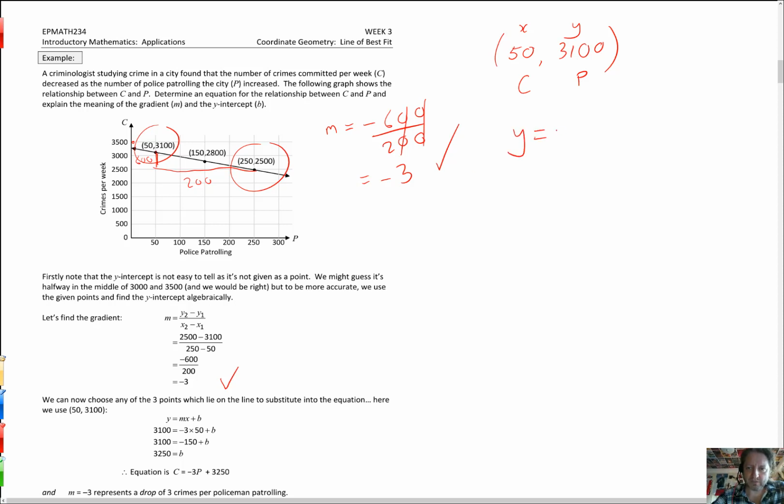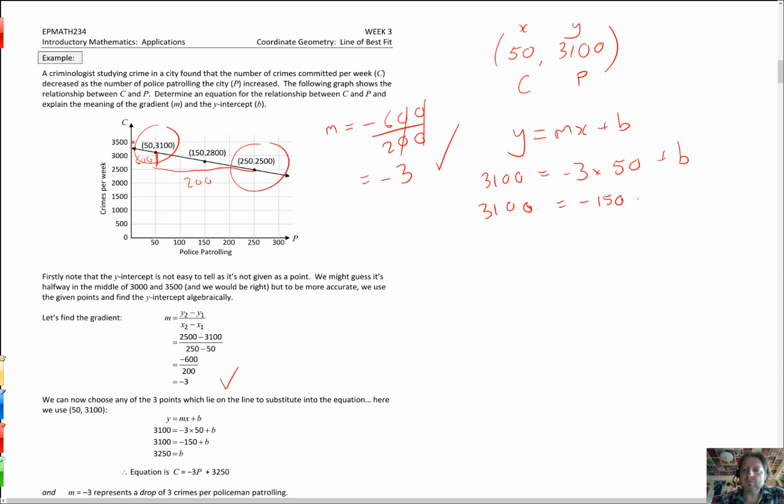I'm just going to say y equals mx plus b. I can use the y value as 3,100, the m is minus 3, the x is 50, and plus b, well that's the thing I don't know and want to find out. 3,100 equals, what's minus 3 times 50, well that's minus 150.